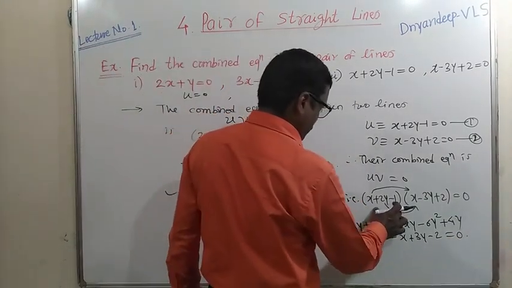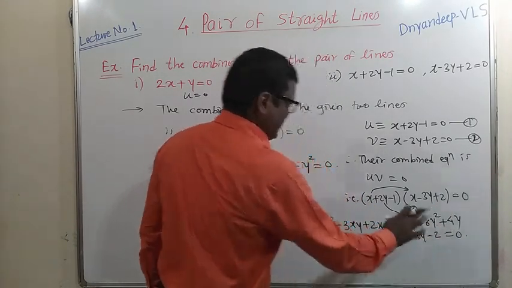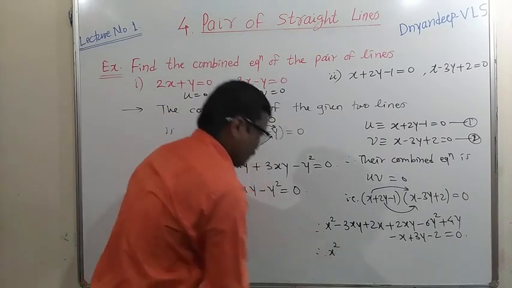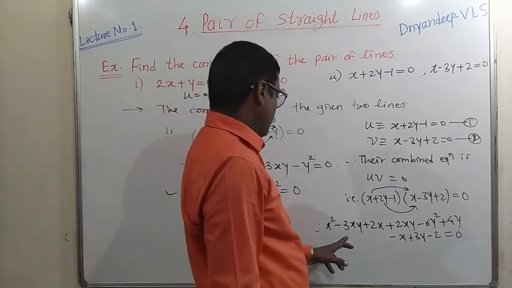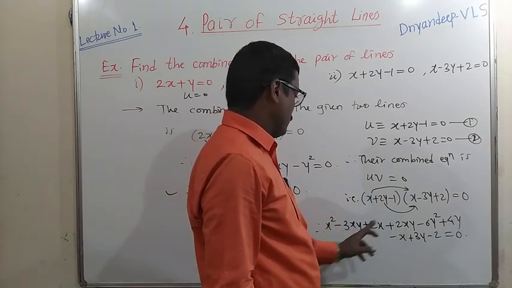Here we have 3 terms, here 3 terms, so multiplication gives us a total of 9 terms. Now simplify this, so we get x square. Now take the xy terms. Here is minus 3xy, here is plus 2xy, so minus xy.